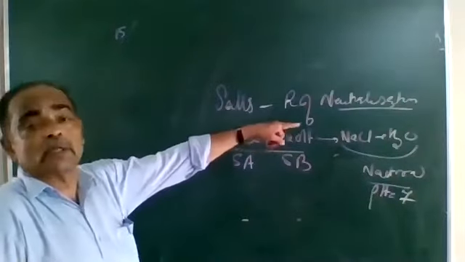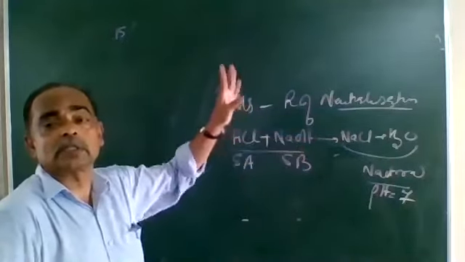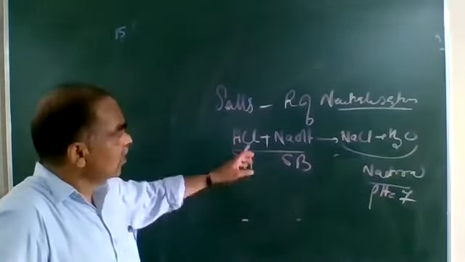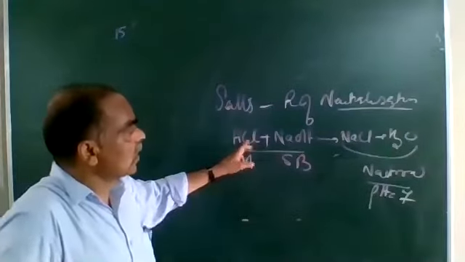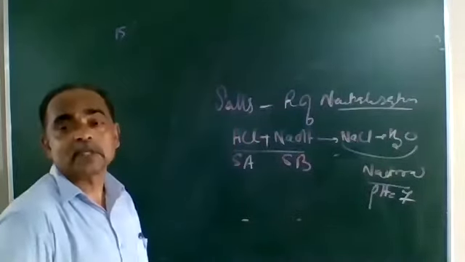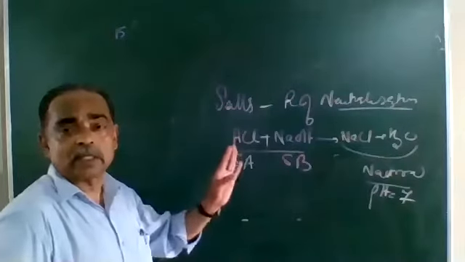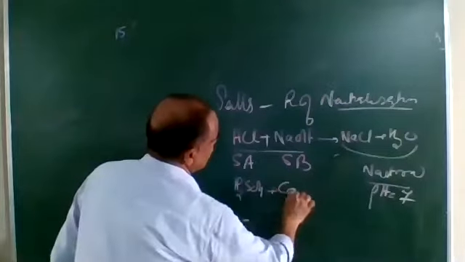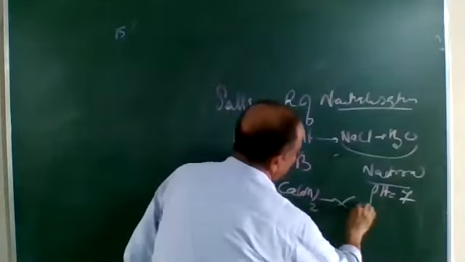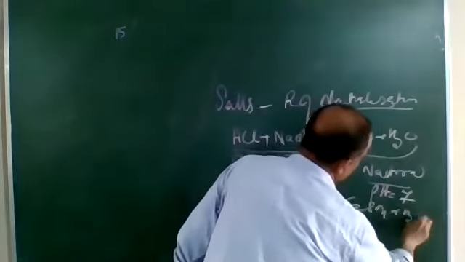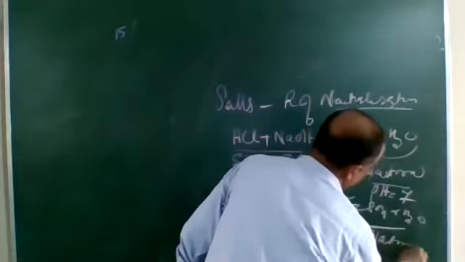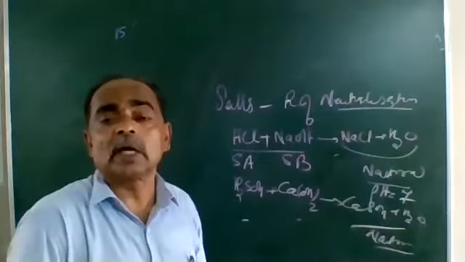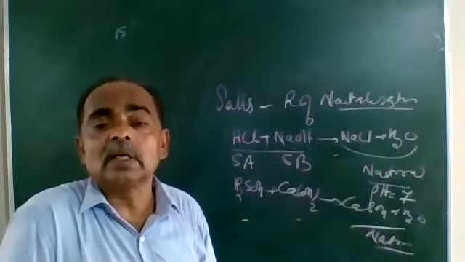So an aqueous solution of sodium chloride, its pH is equal to 7. Why? Because it is a product obtained by the reaction of neutralization between a strong acid and a strong base. Clear? So for any strong acid and strong base, H2SO4 plus calcium hydroxide, we will be getting calcium sulfate plus H2O. This is also neutral. So the reaction of neutralization between a strong acid and a strong base is neutral.